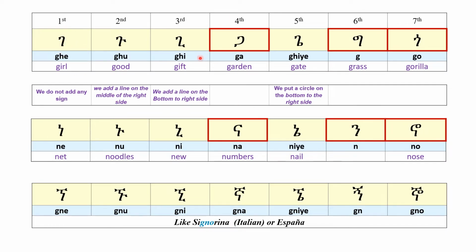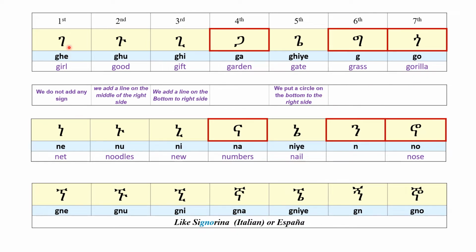Let us read the letters. Ge, Gu, Gi, Ga, Ge, G, Go. This pronunciation in English is like Ge like girl, Gu like good, Gi like gift, ga like garden, ge like gate, g like grass, go like gorilla.